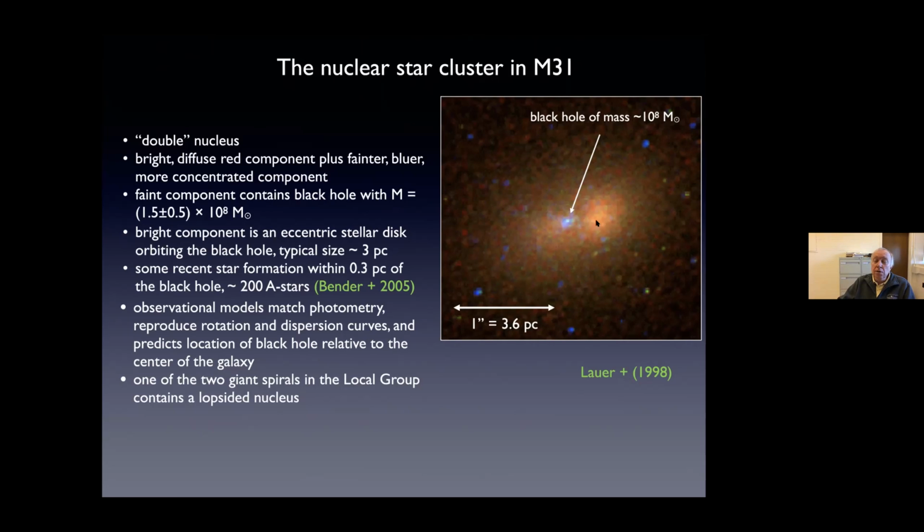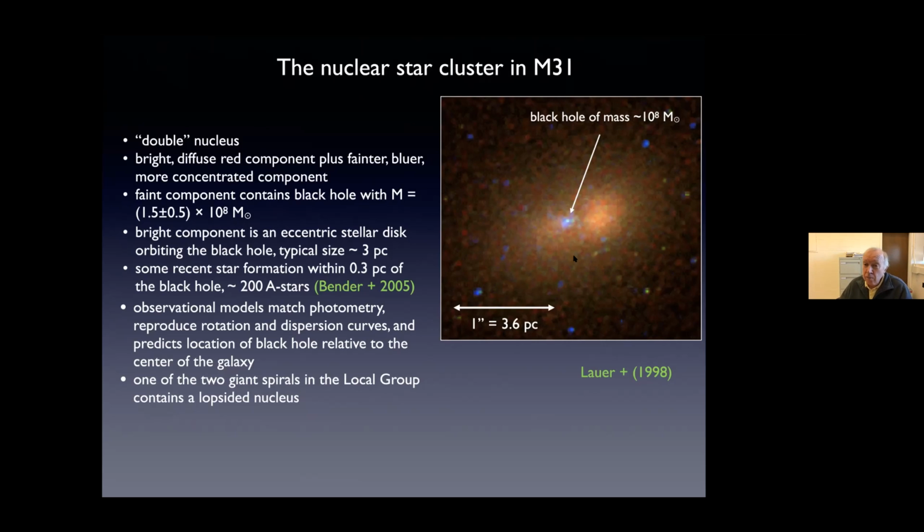The bright component is a thick disk of stars orbiting the central black hole with a typical size of a few parsecs. The small blue patch of stars near the black hole is a set of a few hundred recently formed A stars. Models of an eccentric disk like this match the photometry, reproduce the rotation and dispersion curves, and they even predict the offset of the black hole because it's the center of mass of the eccentric disk and the black hole that should be at the bottom of the potential well of the larger galaxy rather than just the black hole.